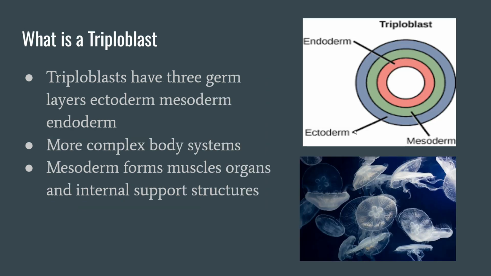So we talked about diploblasts, let's talk about triploblasts. Triploblast animals have three germ layers, which are ectoderm, mesoderm, and endoderm. These layers allow for more complex body structures. The mesoderm is especially important because it forms muscles, organs, and internal support systems.